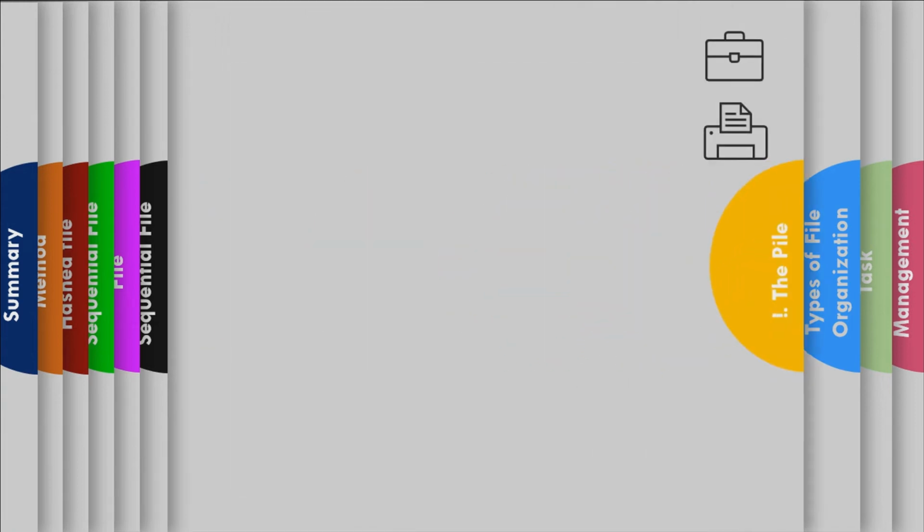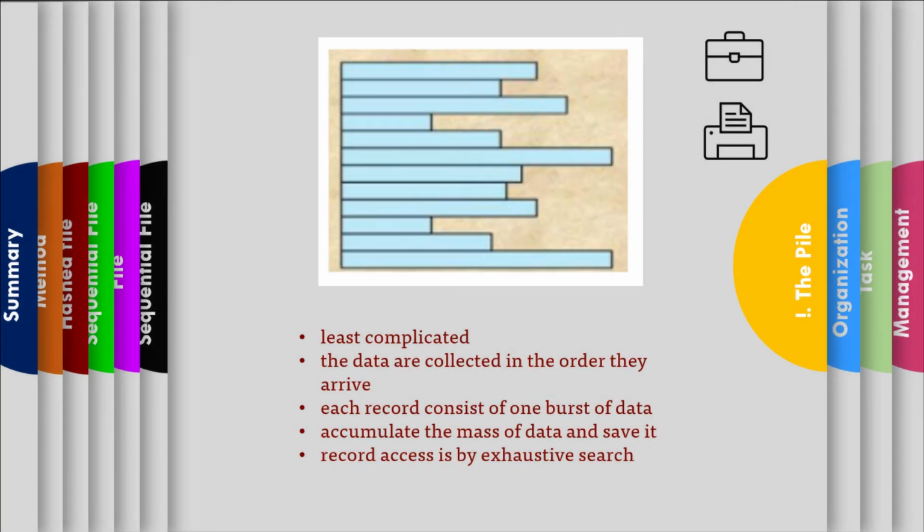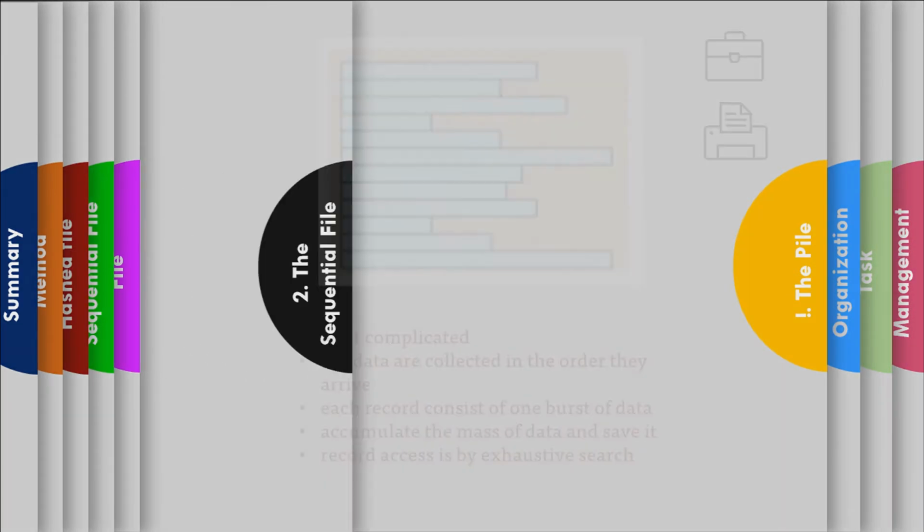First, the pile. The pile is the least complicated form of file organization. The data are collected in the order they arrive, and each record consists of one burst of data. The purpose is simply to accumulate the mass of data and save it. The record access is by exhaustive search.